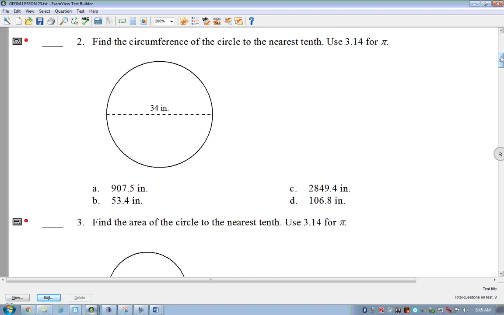Okay. So what kind of line is being shown on this circle? Is that a radius or a diameter? It's a diameter, okay? So we will find the circumference of the circle. We want to use 3.14 for pi. Okay, I'm going to let you guys work that out.